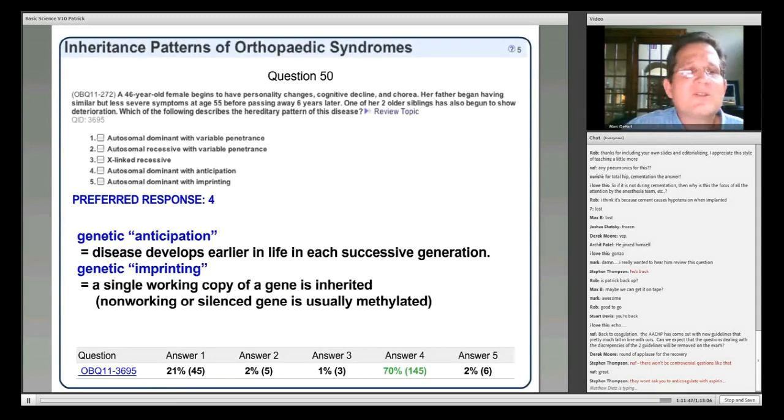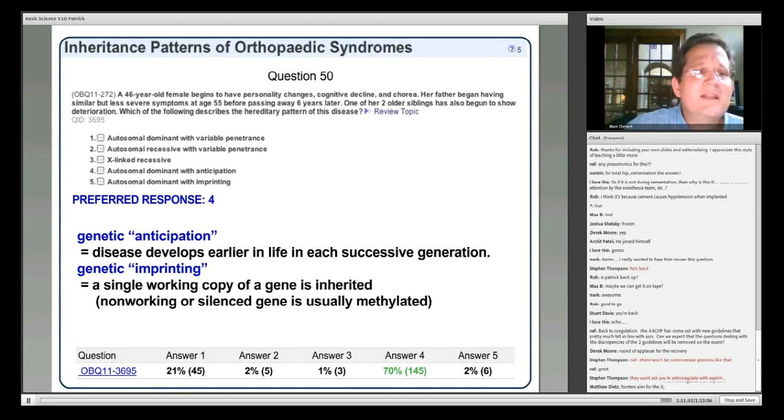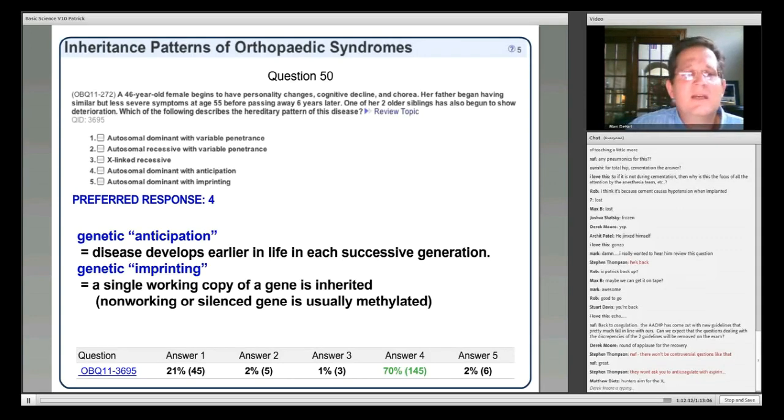So we get back to the question, and the question was, all right, this lady got the disease earlier than her dad did. What's the answer? The answer is 4, and this is a little bit tougher question because there's 3 answers that are autosomal dominant, and most of y'all figured out that if 2 of the 3 kids had it, it's probably dominant. Autosomal dominant makes the most sense, and since she's a girl, you need to know what the word genetic anticipation is and genetic imprinting. Anticipation is when the disease develops earlier in life for each successive generation, and that's what the answer is, anticipation, number 4.